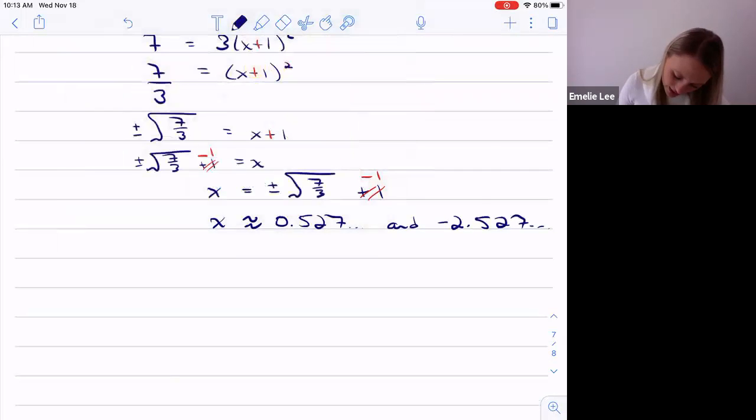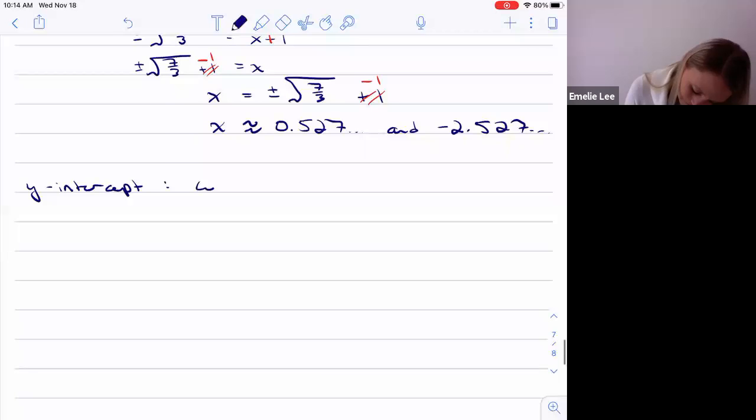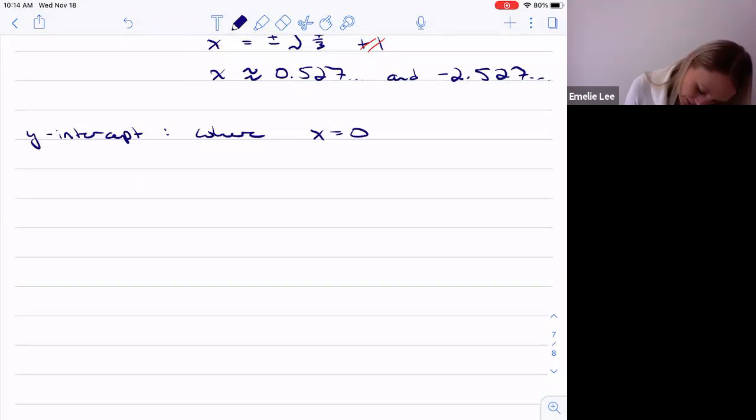And so the y-intercept. Moving on to the y-intercept, that is where x is equal to 0. So in either function, let x equal 0 and solve for y.